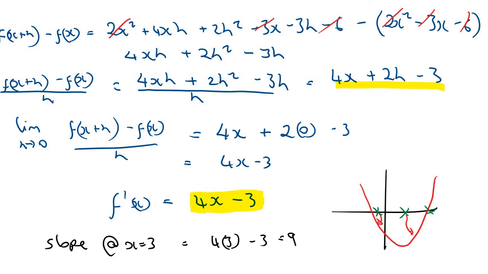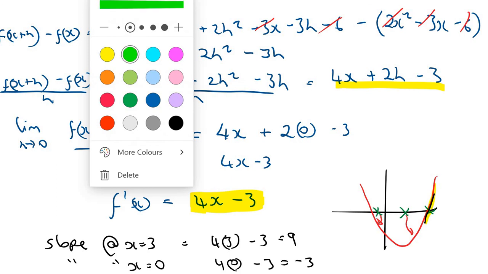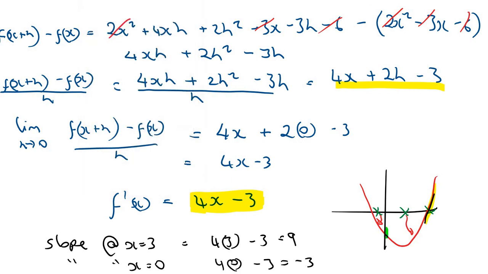So I'm not surprised that on this particular function, the slope when x is 3 is quite a steep line like that, because it's a positive gradient. The slope at x equals 0, we have 4 times 0 minus 3, which is just minus 3. So I'm not surprised then that when x is 0, I've got a negative slope. That means as x increases, y is decreasing. Okay, so that's what calculus allows us to do. It allows us to find the slope of any curve by simply plugging in the x value.